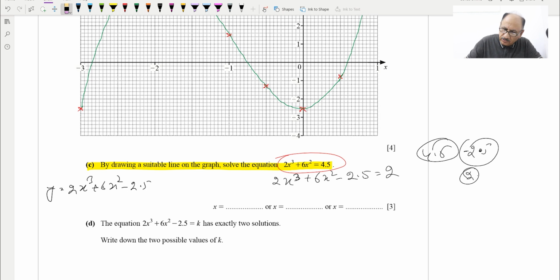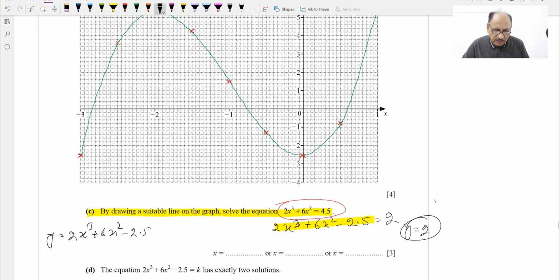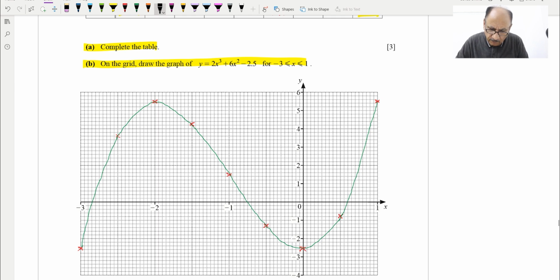Hopefully you understood this. So now we can write this portion as y. So y is equal to 2 will be our equation. Y is equal to 2, which we will be drawing. We need to draw the line, and this will be our line, y is equal to 2, and we will check for the intersections.